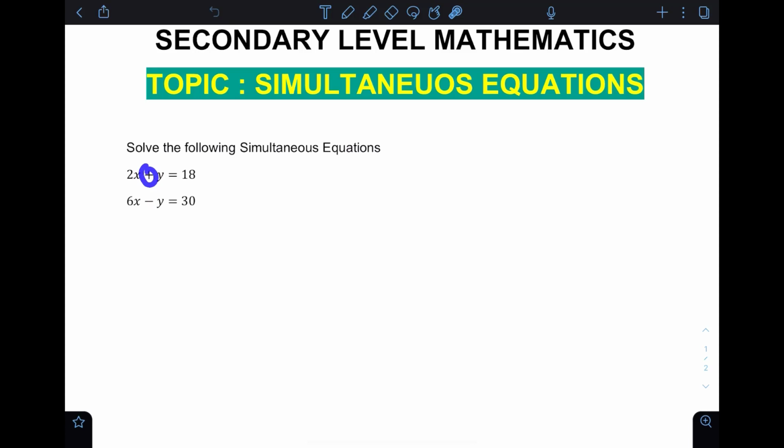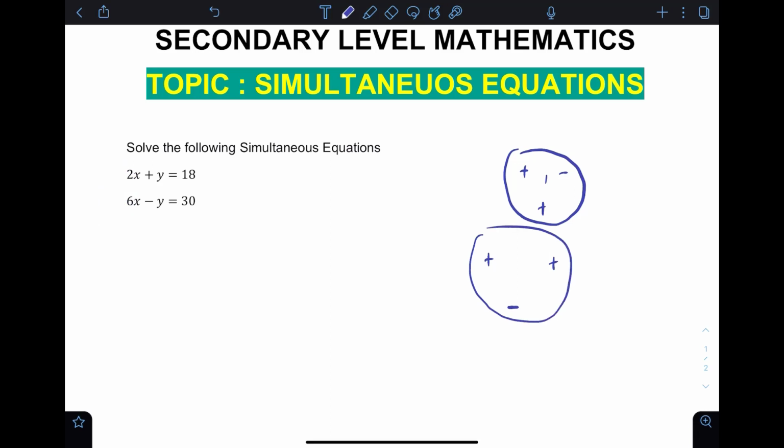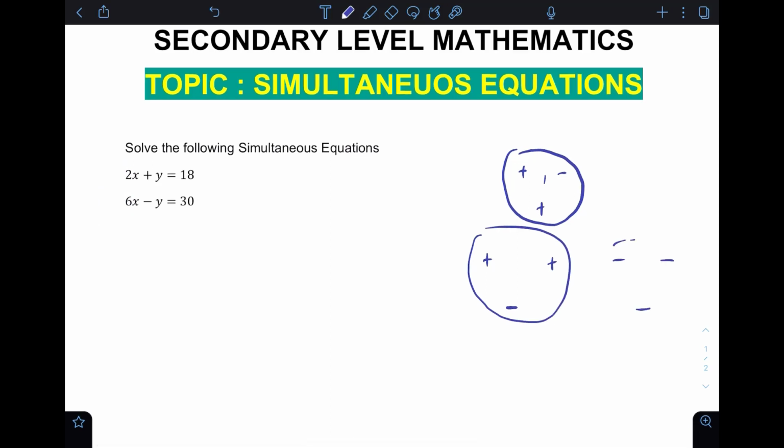Now, what happens when both signs are different? Let's say one is positive, one is negative. Then please add the two equations up to eliminate. But if both are the same, let's say both are positive, just like the x here. Let's say you already make this 6. Both are 6, both are positive. If both are positive, what must you do? You must minus the two equations. If both are negative, then you also have to minus. So basically, same signs, you minus the equations. Different signs, you have to plus the equations up.